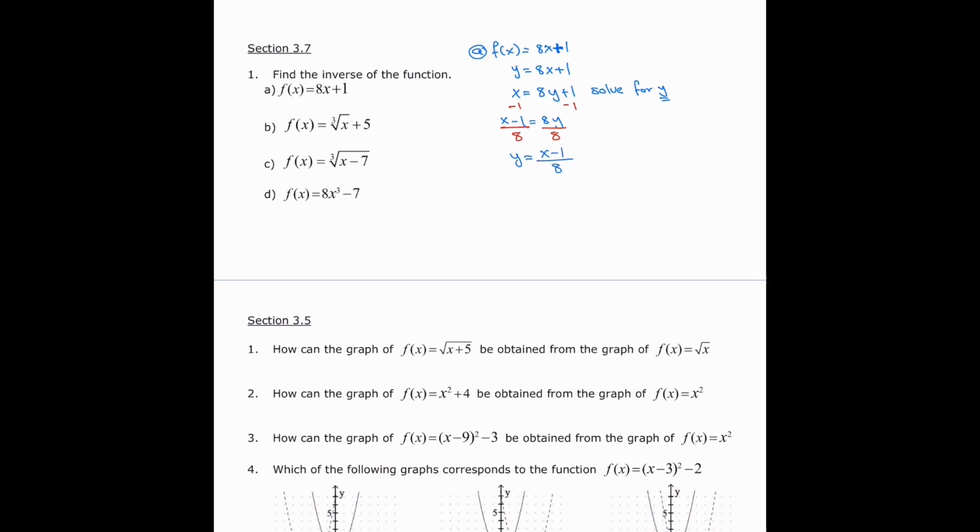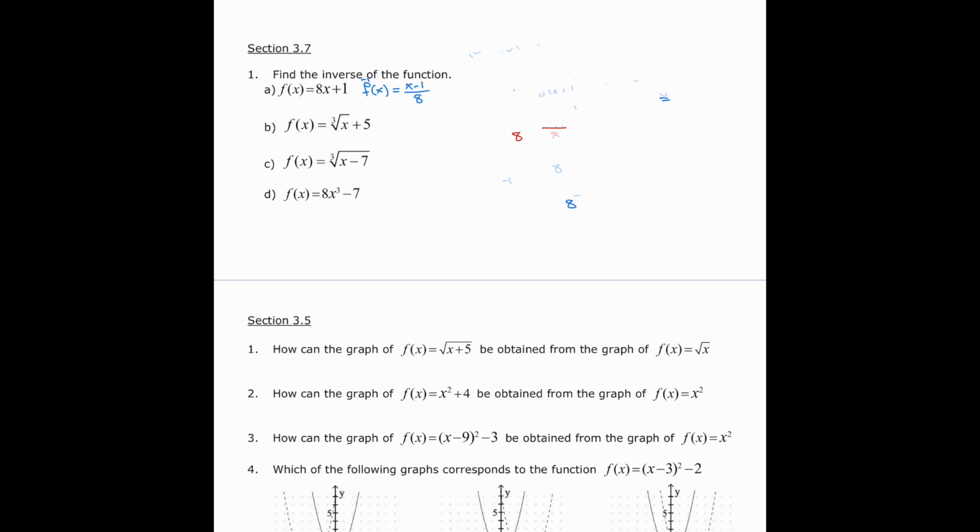I just wrote it differently. I wrote the y on the left side, and the right-hand side became the left-hand side, and the left-hand side became the right-hand side. So I did nothing there. The last step is going to be replacing y with f inverse of x. So f inverse of x is equal to (x minus 1) over 8. So I will write it here, (x minus 1) over 8. So that is A.